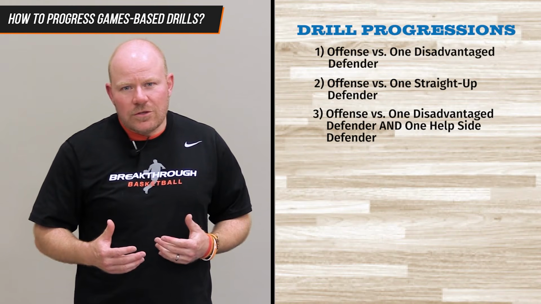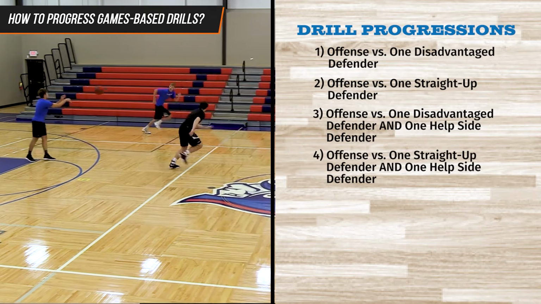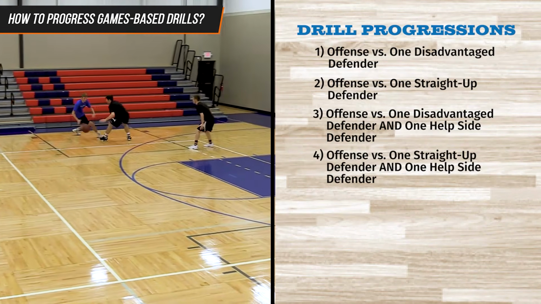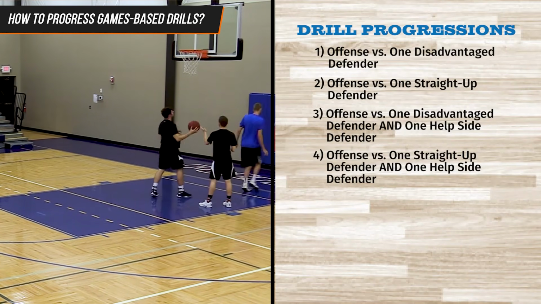The final progression will include 2 live players. So the offensive man will be going 1 against 2, trying to score in the most difficult situation that we can contrive with 3 players on the floor. Now, the purpose of creating various levels of challenges is so that you can take your players and put them into one of those drills where it's most appropriate for them.